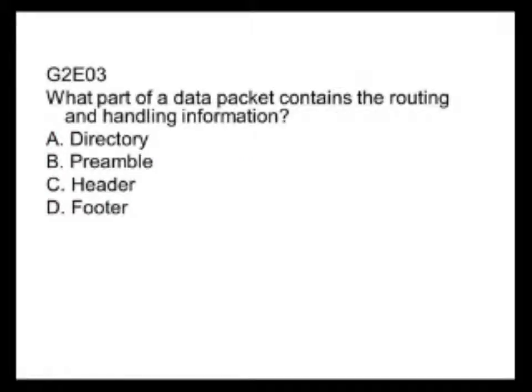What part of a data packet contains the routing and handling information? That's the header of the data packet, has the information on where the packet is supposed to go and other things about it.